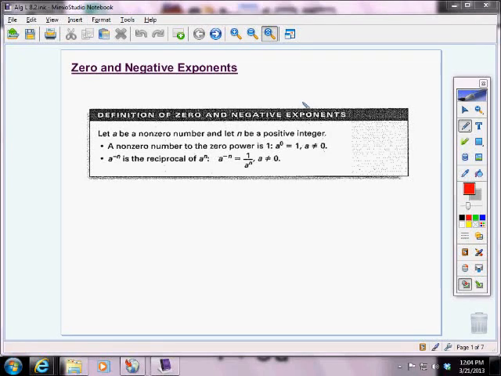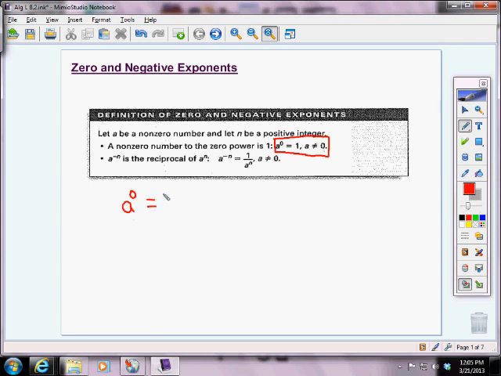Along with our multiplication properties of exponents, we also have a zero and negative exponents property. The zero property is right here. What this says is that if you take any number and raise it to the 0 power, we get 1. And just something you kind of have to memorize.